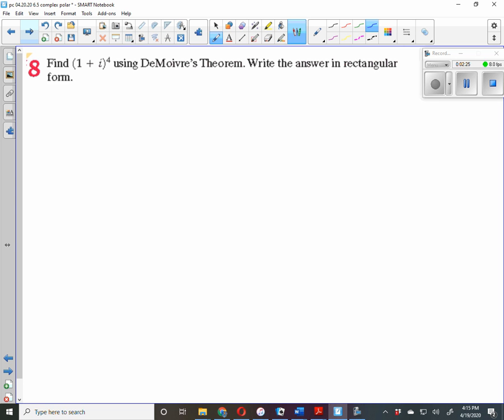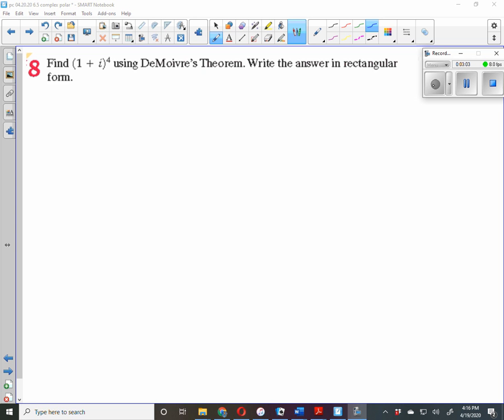All right, so now, maybe it does get complicated here. Find 1 plus i to the 4th power using De Moivre's theorem. Write the answer in rectangular form. Oh, so the question now is, do you want to multiply this out, or do you want to put this in polar form and then convert it back? Good question. My guess is some of you would multiply this out as is. Problem is, what happens if it's to the 10th power or the 20th power? Then you're going to really wish you understood De Moivre's theorem.